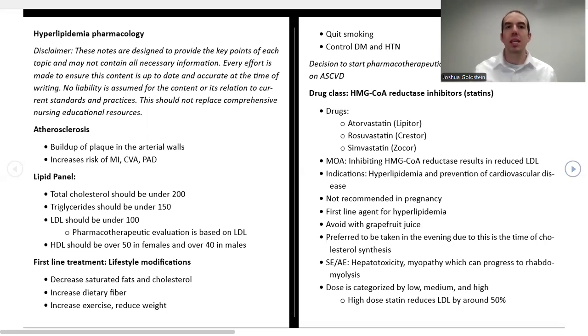My name is Dr. Goldstein, and in this lecture, we're going to go through hyperlipidemia pharmacology, and we're going to start with a little bit of background of labs and pathophysiology. So let's start with talking about atherosclerosis. I'm not going to get too deep into it.